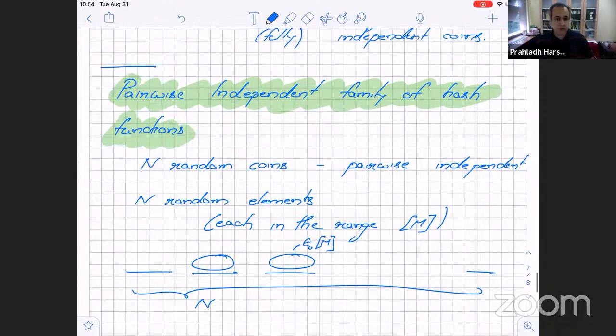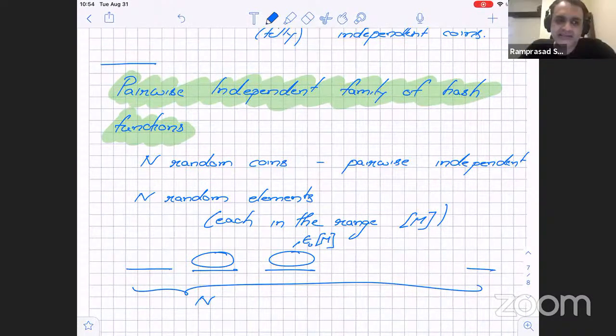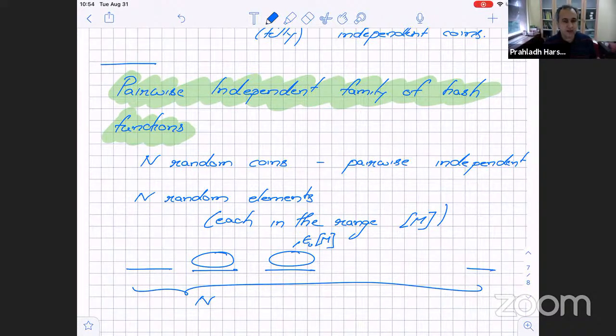So suppose this was the property I want. I want n samples or n random elements. Each of them is uniform in 1 to m, and every pair of them is independent. But I don't care about any further correlations. How can I do this? How can I generate this sequence of samples? Is the question clear?